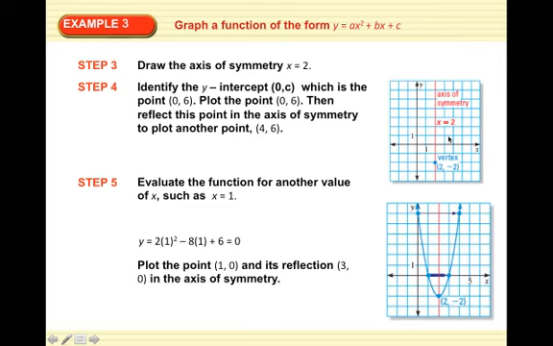Now on this one we weren't asked to compare it with y equals x squared. When you're not asked to make the comparison, you don't have to draw the parent function. So you don't have to draw the parent function and you certainly don't have to actually write out the comparison.